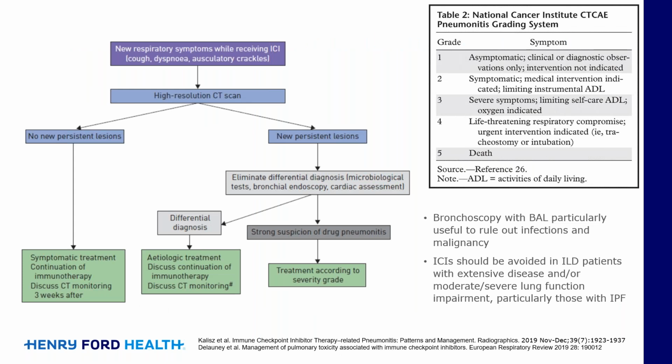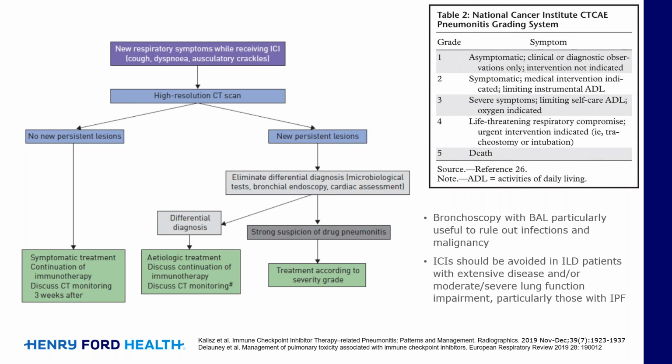So in patients who are on immune checkpoint inhibitors, when they develop new respiratory symptoms, the next step would be to obtain a high-resolution CT. And in patients who have new lesions on a high-resolution CT, we would go about ruling out other etiologies, eliminating differential diagnosis, and this would typically involve ruling out infections, potentially undergoing a bronchoscopy, and assessment for cardiac comorbidities. If the suspicion is high, then we would treat according to the severity grade, and the severity grade that we use is again similar, grades 1 to 5. So bronchoscopy and BAL are definitely useful, specifically to rule out infections.